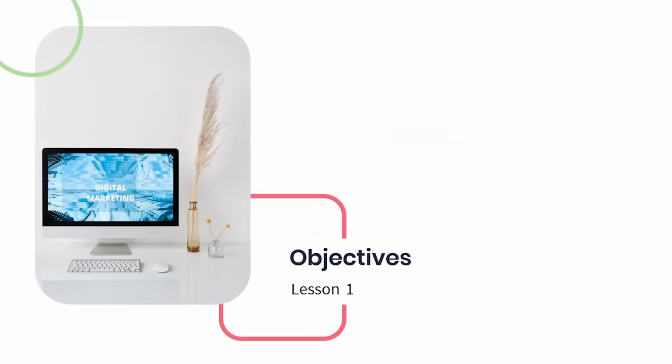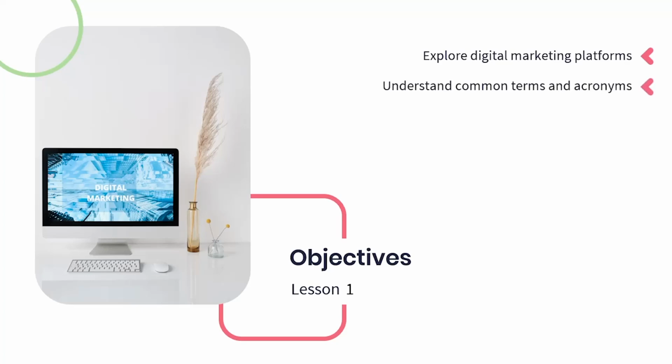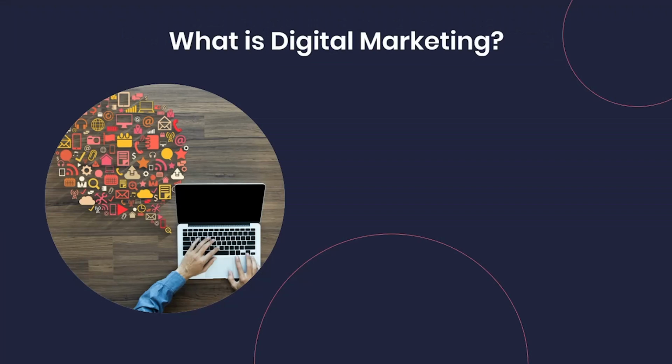Now, let's have a look at what we'll be covering throughout this lesson moving forward. First of all, we'll explore various digital marketing platforms to give you an overview of what is available for you to use. We'll also have a look at some common terms and acronyms, and then towards the end of this lesson, we'll have a look at the basics of performance marketing. And if you don't know what that is yet, well, you will find out towards the end of this lesson, so stay tuned.